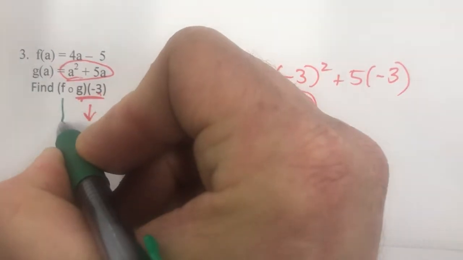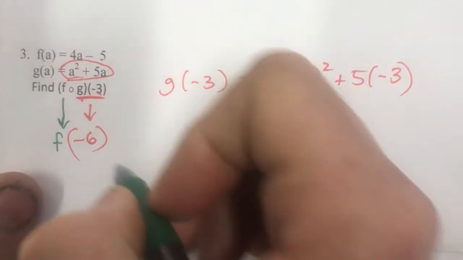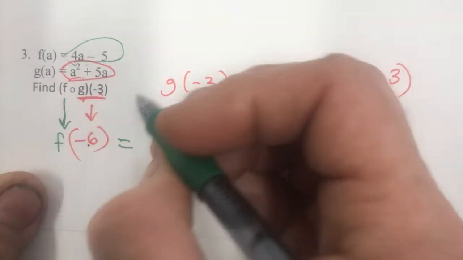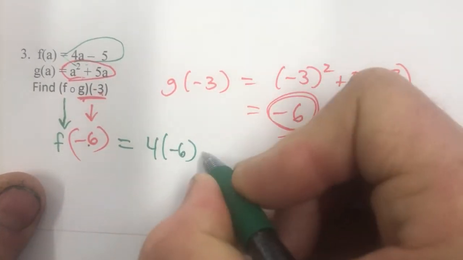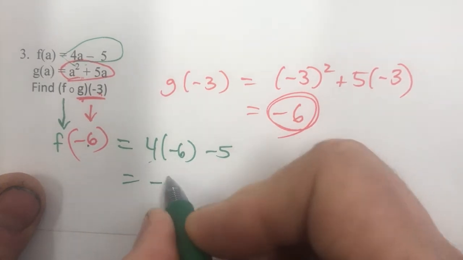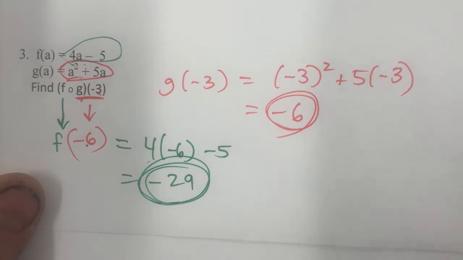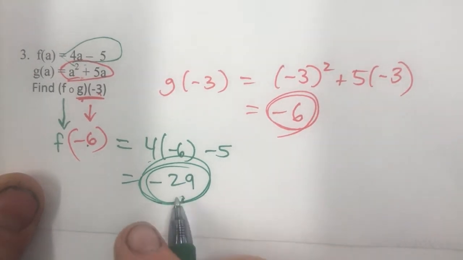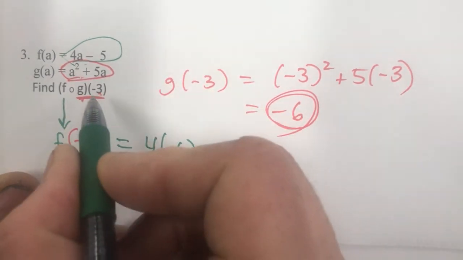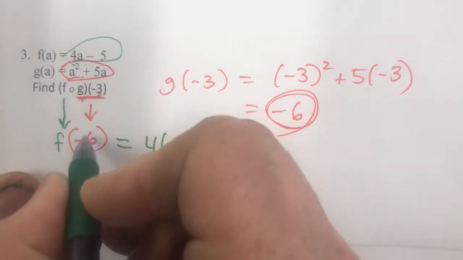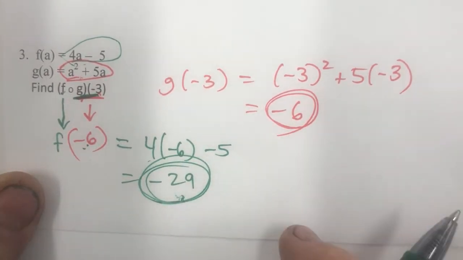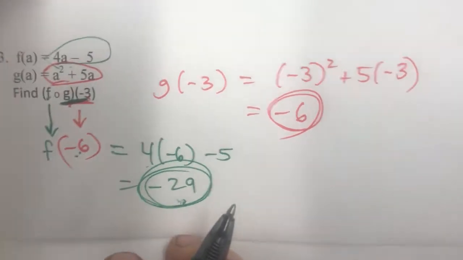Now I'm going to do f of that answer. I'm going to put this in the f function. So I'm going to have 4 times negative 6 minus 5. 4 times negative 6 is negative 24, minus 5 is negative 29. There we go. There's f of g of negative 3. That's my answer. So again, I'm doing g of negative 3, so I get negative 6. Now I do f of this answer, which is negative 29. That's my answer.